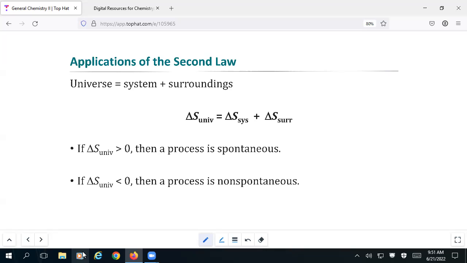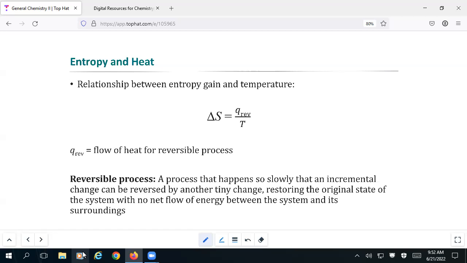I look at a chemical process. I can say, okay, it looks like the entropy is increasing. That's a good thing. What do I do about that surroundings piece? How do I evaluate the entropy of the surroundings so that I can get this complete picture? And there's a couple of ways that we can go about doing it. One of the ways is, this is a heat flow kind of question.